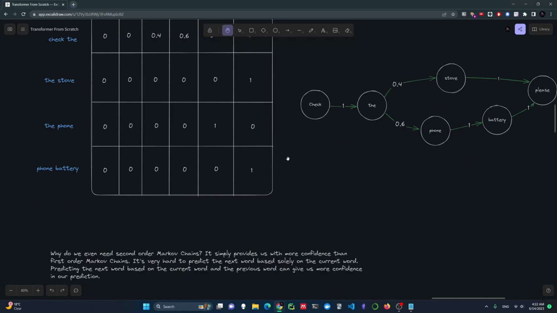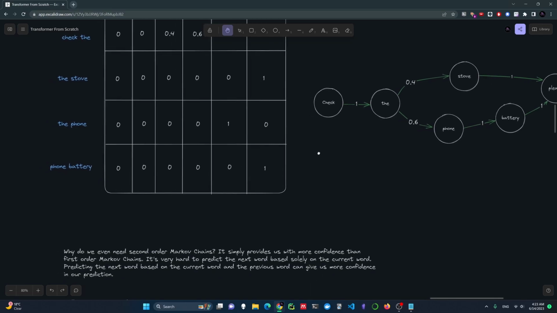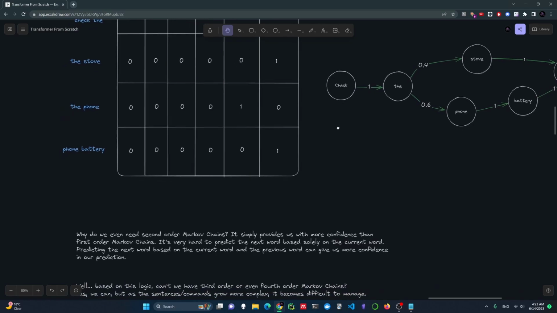So you might be wondering, why do we even need second order Markov chain if we have first order Markov chain, right? Well, it simply provides us with more confidence than the first order Markov chains. It's very hard to predict the next word solely based on the current word. If our commands get more complex, it could be anything. There are hundreds of possible options. So predicting the next word based on the current word and the previous word can probably and theoretically give us more confidence in our prediction, right? I hope that's pretty intuitive.